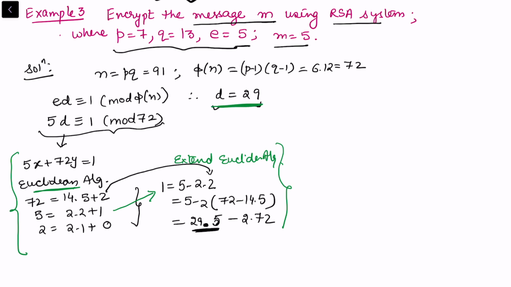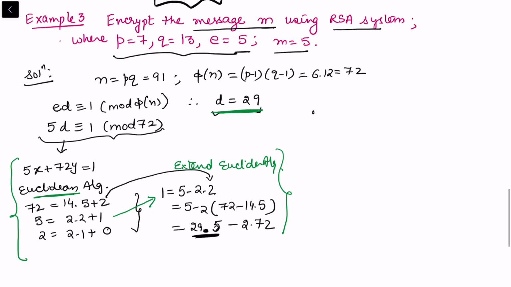Once we find the value for D, now I just need to find C. C is congruent to M to the power E mod N, if you know M, then this is the formula. And if we know the ciphertext, in that case, to read the original message, we should compute C to the power D mod N. So it depends. If we know the ciphertext, we use this one. If we know the message, then we use the encryption.